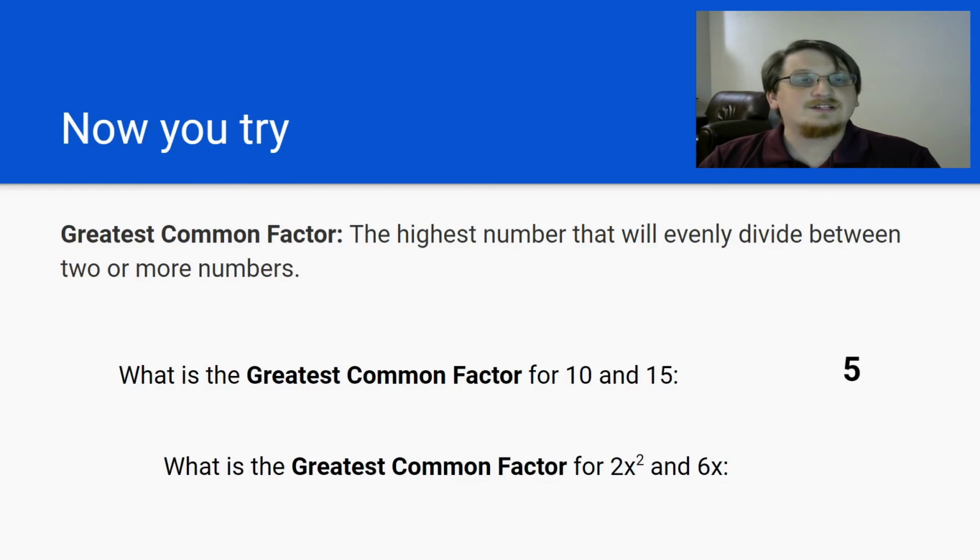Then we move on to our next question. We have 2x squared and 4x. Again, what is their greatest common factor? Can you figure it out?